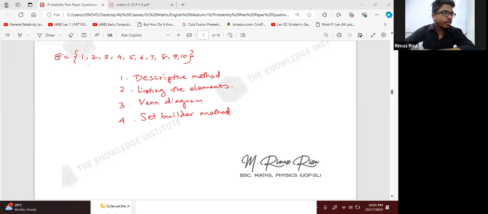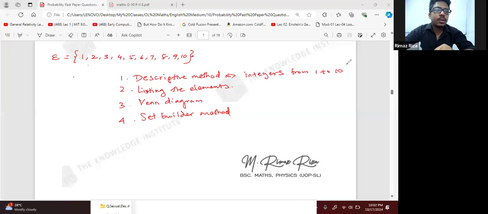Now, for example, this set: 1, 2, 3, 4, 5, 6. This set is given here in the listing the elements method. Okay, so I can give this a symbol, a name, that is epsilon. So this symbol represents this set. Now the descriptive method: numbers from 1 to 10. I can't say numbers, because 1.5 is not there and 1.5 is also a number. So integers from 1 to 10. This is the descriptive method. In the descriptive method, you can either put curly brackets or not. Totally fine.